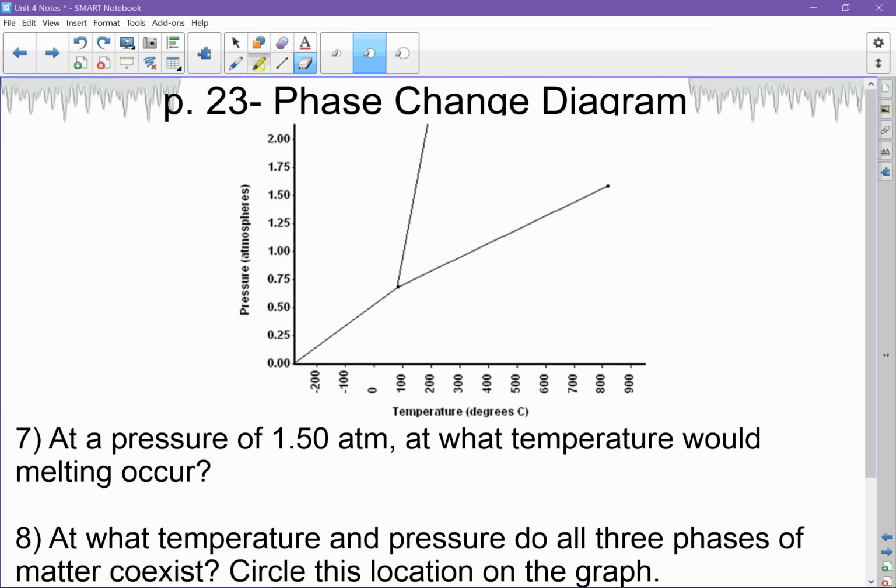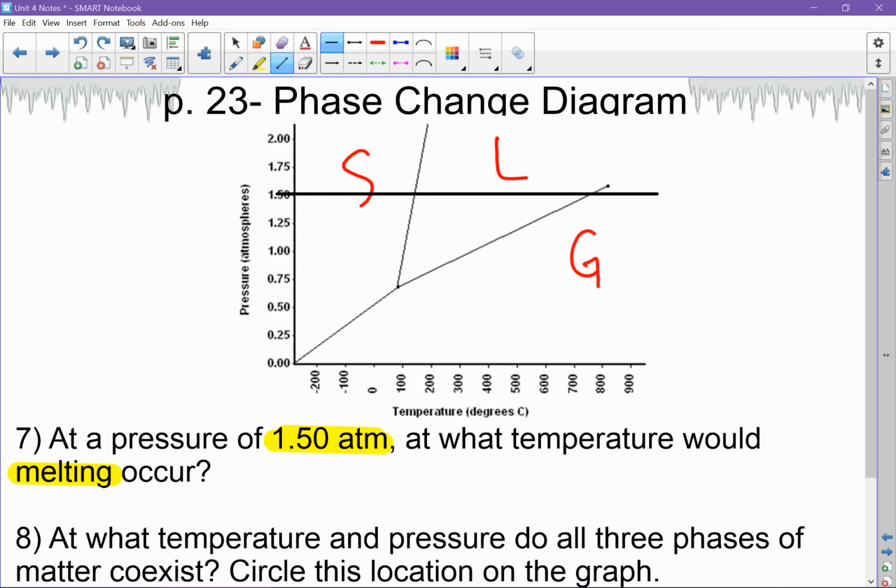Okay, another similar one. Let's find the important things in the question. I see this 1 atmosphere and the question's asking me about melting. Okay, so let's slug this graph. So I know I have 1.50 atmospheres. That's a pressure number. And that happens way up there. Okay, and I'm looking for a temperature with melting. So melting, remember, means that we have a solid turning into a liquid. So I'm going to look somewhere along this line. And I need to figure out the temperature that will help me.